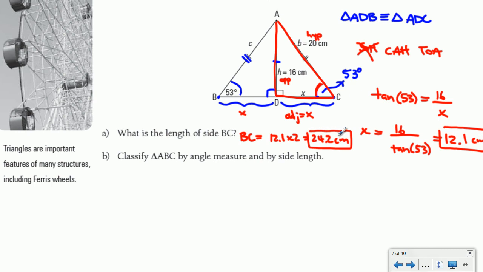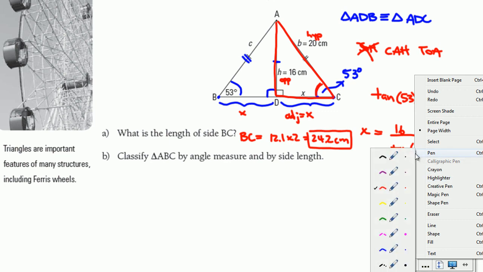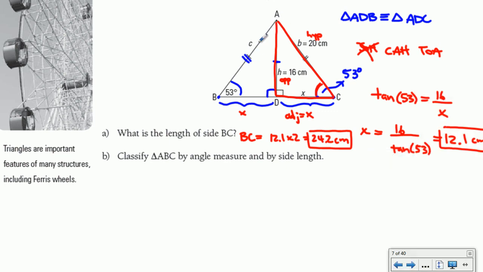And classify triangle ABC by angle measure and by side length. So let's look. Triangle ABC is this big one. So it's that.